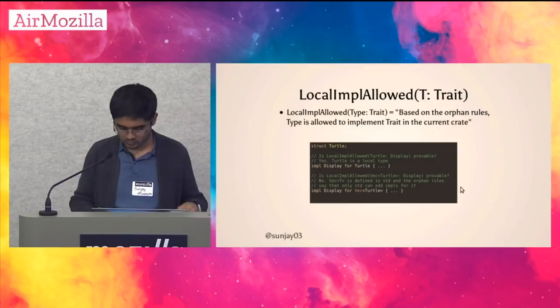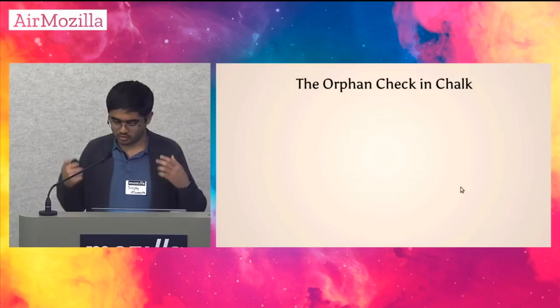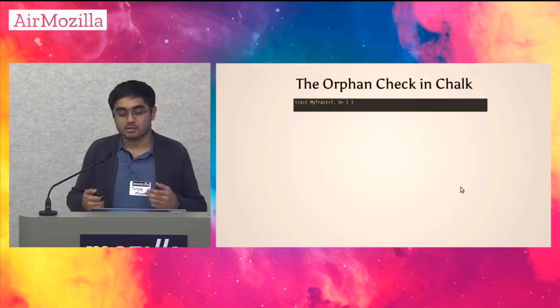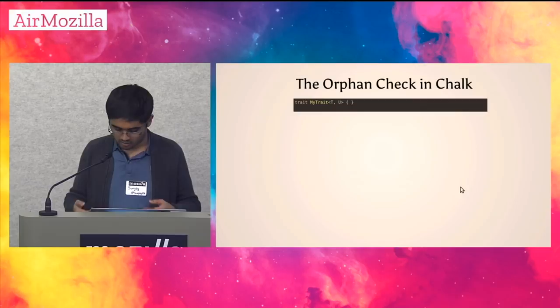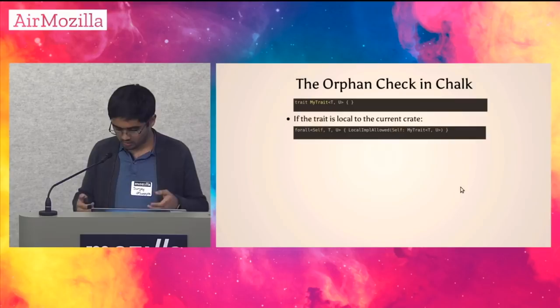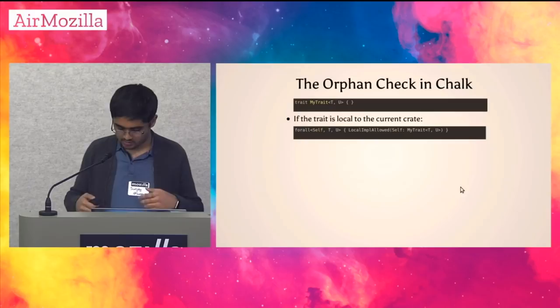Okay, so how do we create LocalImplAllowed? Well, more specifically, we need to ask, what are the lowering rules for LocalImplAllowed? Like, how are we going to lower each trait that we come across in a Rust program? Well, we can figure this out by going through each case of the orphan rules. Let's say that we had this trait with two type parameters. We know, based on which crate the trait comes from, whether that trait is local or if that trait is upstream. If that trait is locally defined in the current crate, we generate a LocalImplAllowed rule that allows any type to be implemented for that trait. This rule says that MyTrait is allowed to be implemented for any types at all.